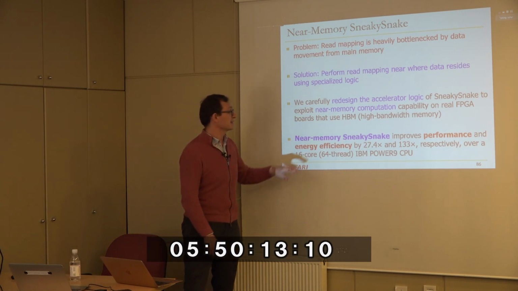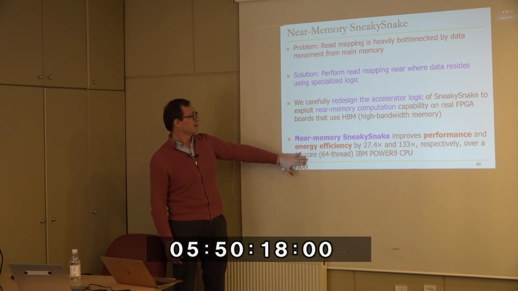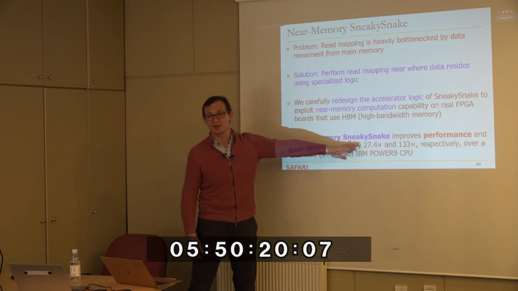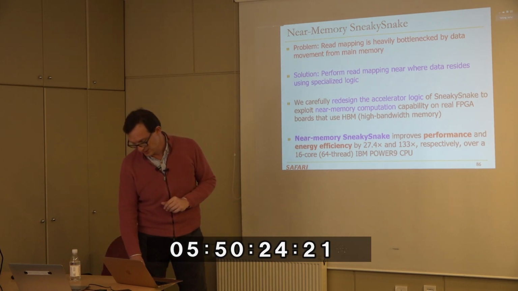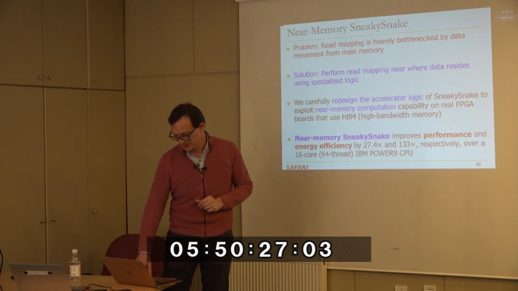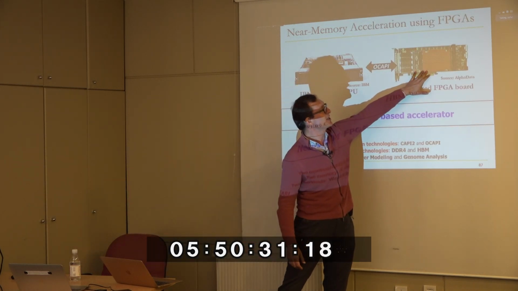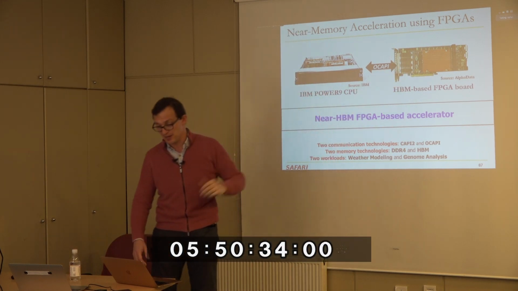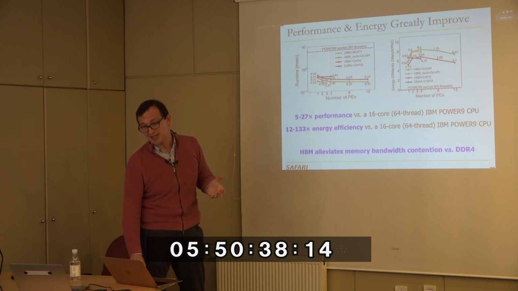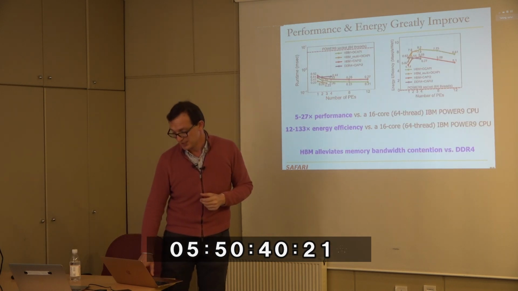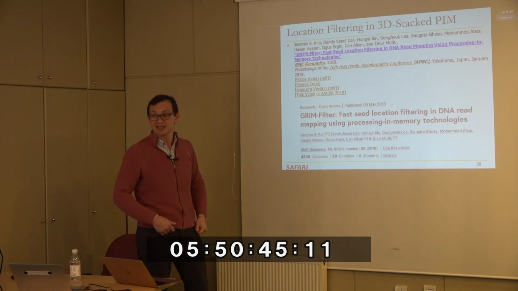We showed that you can significantly improve performance and efficiency of Sneaky Snake compared to an IBM Power 9 CPU. You can see the results are quite large, like 20x improvements, 130x improvements, and these are both performance and energy. This is the system where we accelerated. Basically, you offload some computation to this FPGA board that has high bandwidth, low latency access to memory, and you have specialized logic near memory, essentially. So that's what you can do today. You can get significant performance and energy improvements, and you can read more papers. Gagan is going to talk more about that. But in the future, I think we have a lot more opportunity.